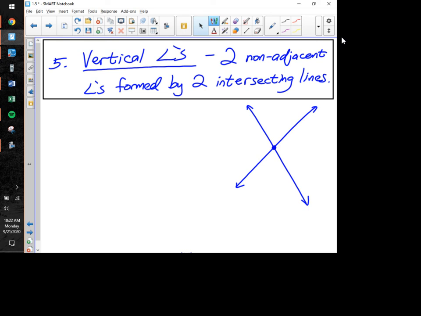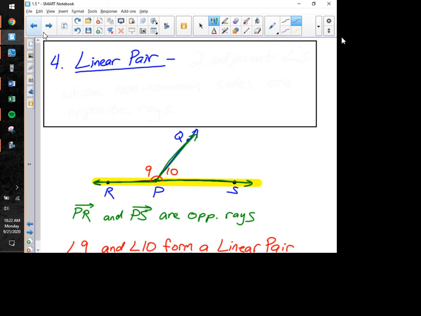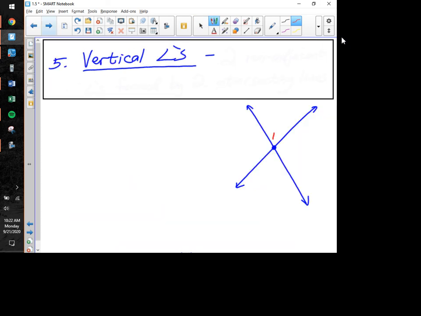Now, when we intersect two lines, everybody, we form four angles. I'm going to call them, let's see where I'm at. I just did 9 and 10, so I'm going to call these angles 11 and 12 and 13 and 14. So we've got 4 angles formed by these 2 intersecting lines.